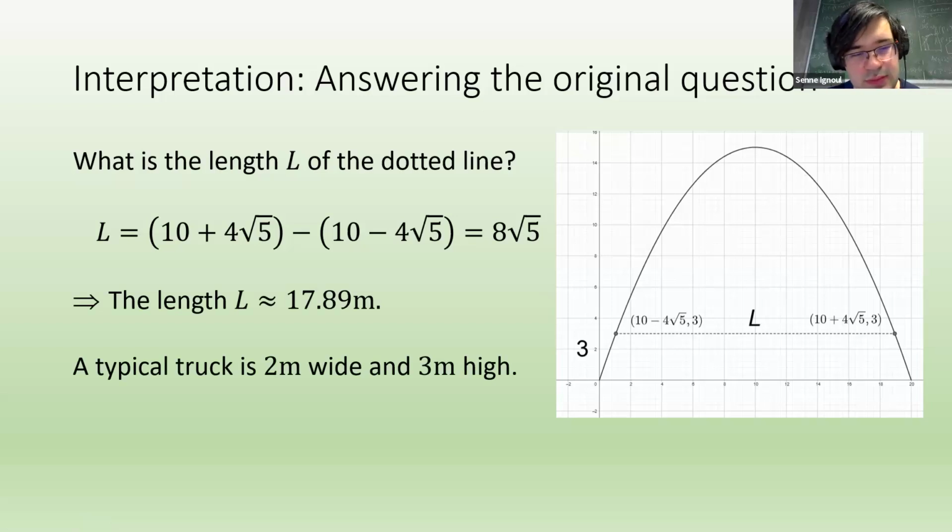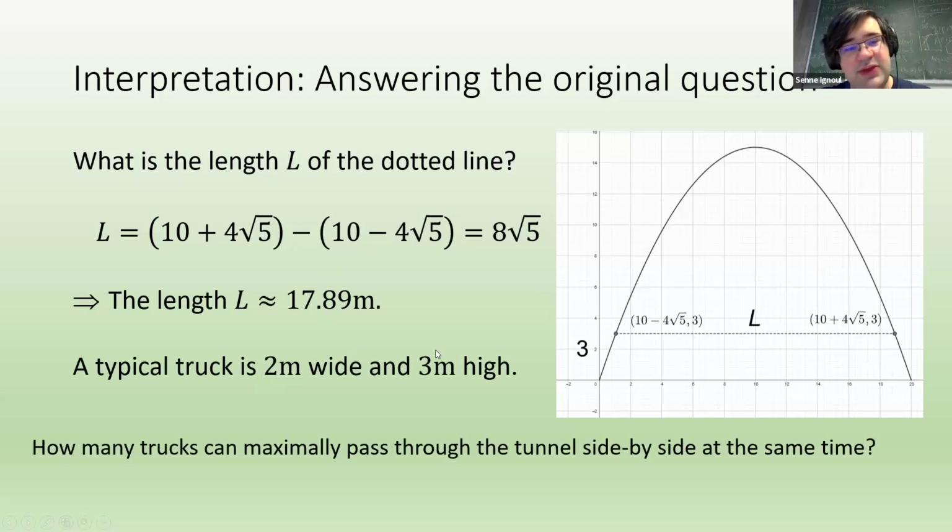Everything is in meters. Now that we know that the typical truck is 2 meters wide and 3 meters high, we can go back to the original question. How many trucks can maximally pass through the tunnel side by side at the same time? Does anyone know the answer? So the available length is 17.89. A truck is 2 by 3 meters. How many trucks can pass through?